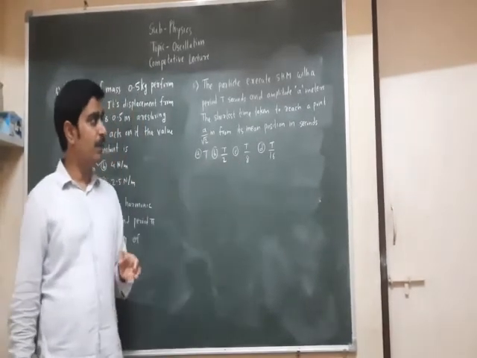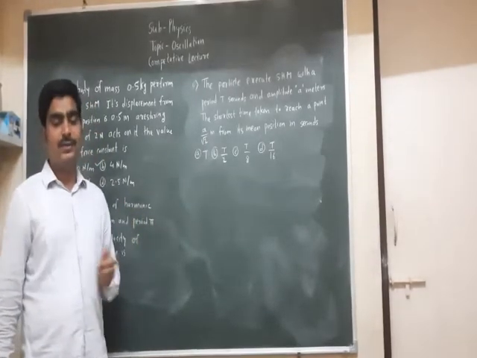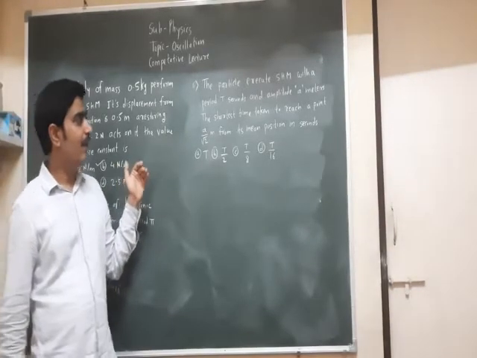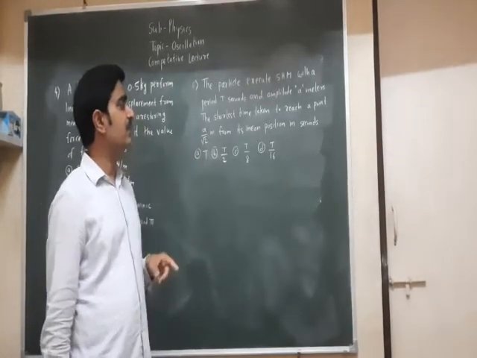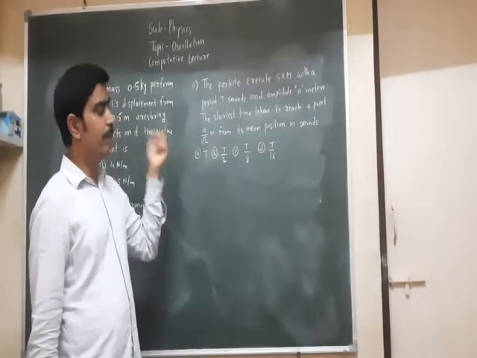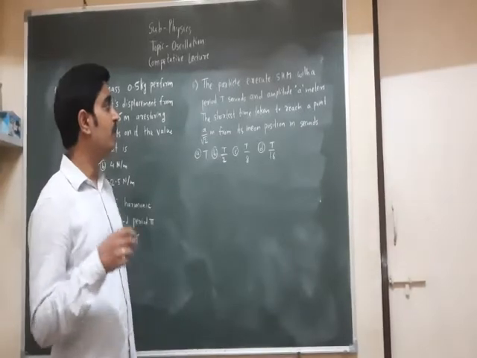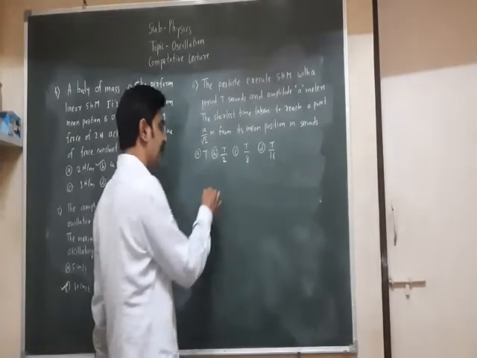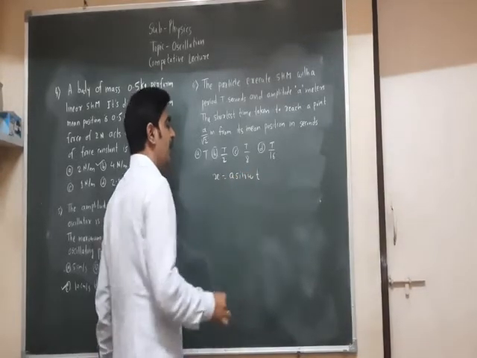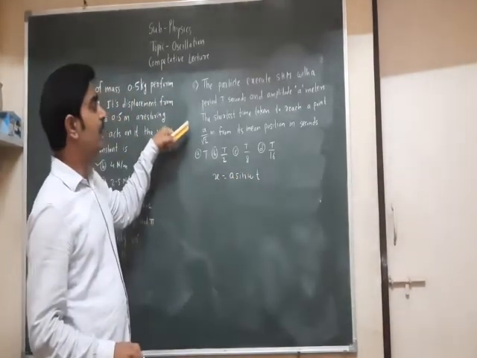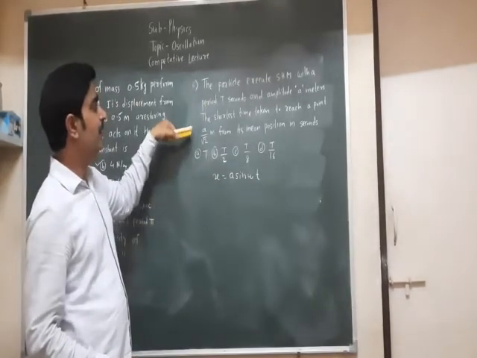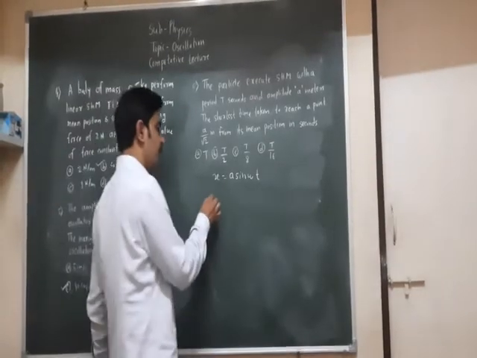Friends, this question is very important. It is asked in various competitive examinations. So friends, if we read the question, then we will understand that we need the shortest time taken to reach a upon root 2 from the mean position. So here we will use the formula of the displacement, that's x is equal to a sine omega t. We have to calculate the shortest time taken, and the displacement will be given here as a upon root 2.